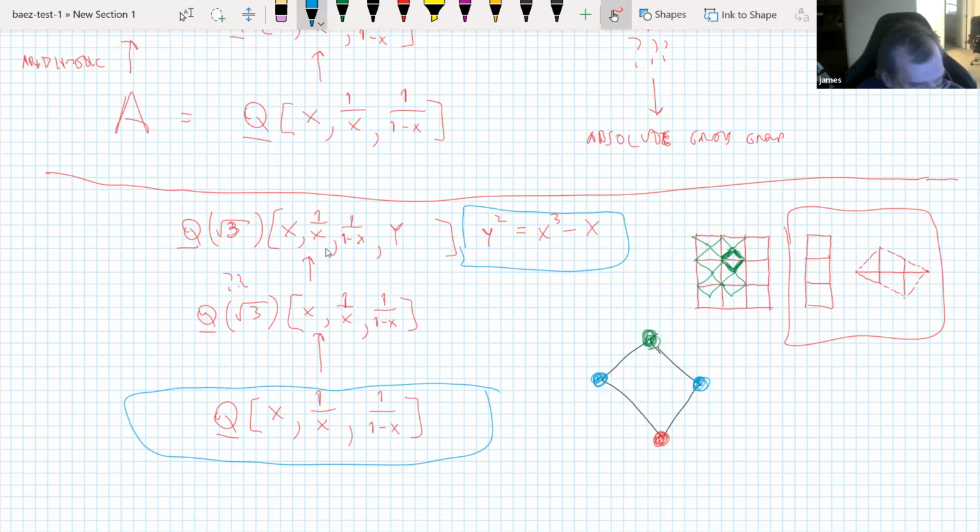And so what am I trying to say? I think this intermediate field here is like what would be called, don't trust me on this, something like the moduli field of the design.